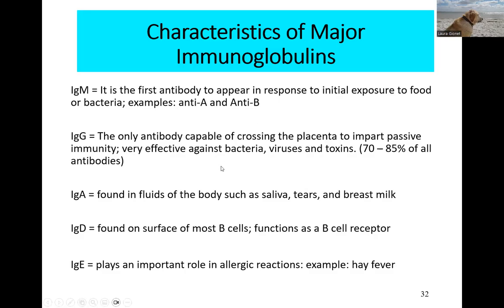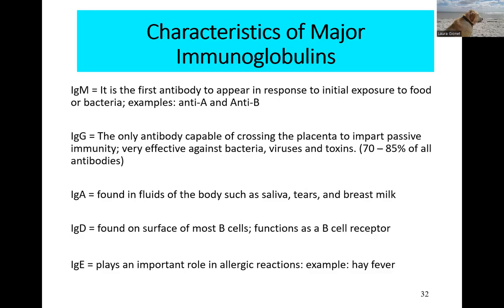Okay, then we have IgGs. It's the only antibody capable of crossing the placenta to impart passive immunity to a fetus. Good to know. It's very small, very effective against bacteria, viruses, and toxins, and it generally constitutes the highest concentration or quantity of immunoglobulins that are circulating. Just like white blood cells, you had the most common, and then the second most common, neutrophils and lymphocytes, the least frequently occurring, the basophils. Well, it's the same when it comes to these antibodies.